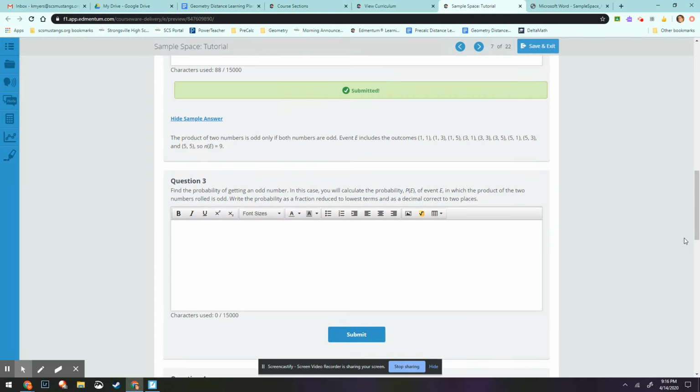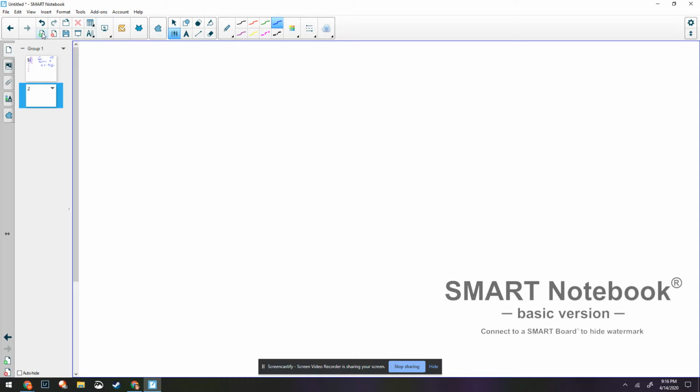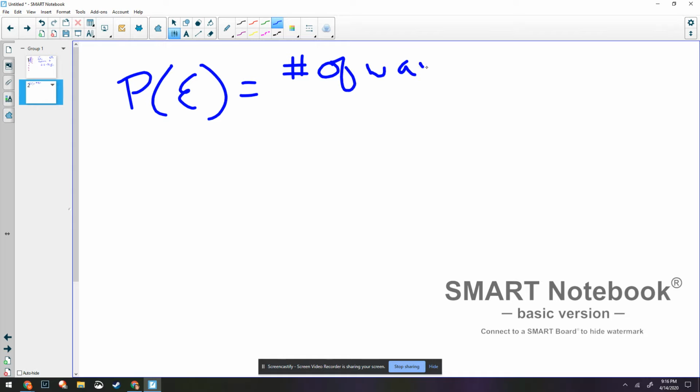Okay, good. On this next one, find the probability of getting an odd number. And when we talk about probability, let me add another slide here. The probability of an event is going to be the number of ways it happens over the total number of ways. Okay, so that's how we find the probability of an event, and that's what that notation means. I know it looks weird.